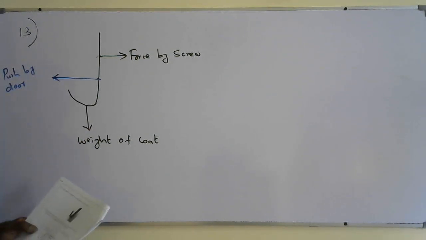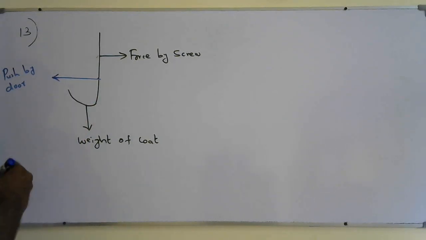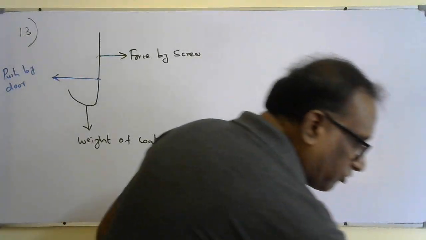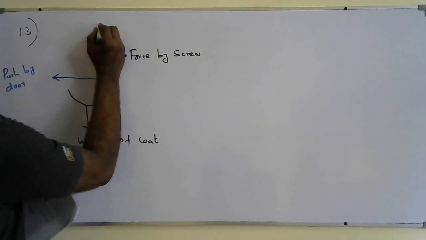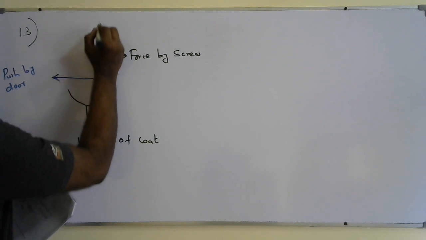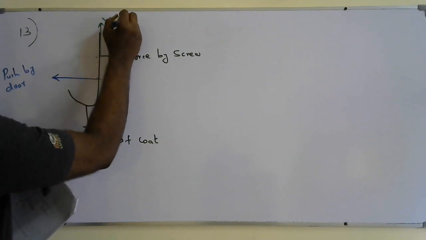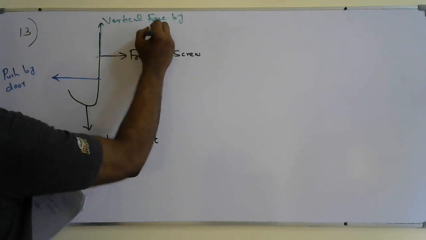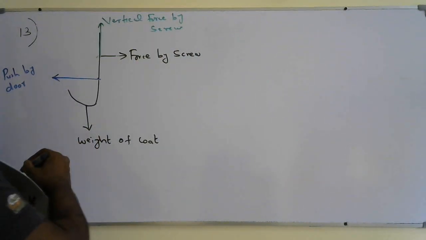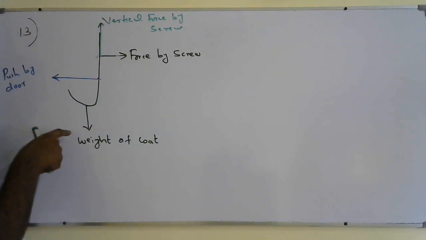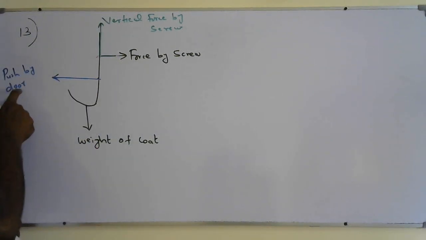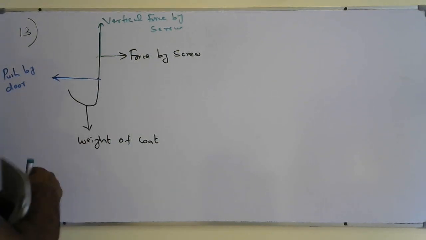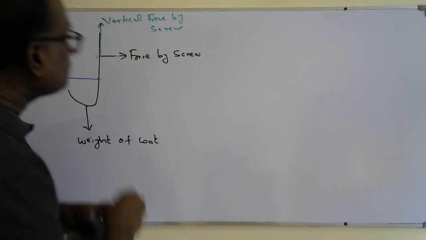So these two forces will meet. There's one more force given here, vertical force from the screw. I forgot to draw that. Vertical force from the screw also given here. Right. So now what happens? There are four forces. Weight of the coat, push from the door, force by the screw in horizontal direction. This is horizontal force by the screw.